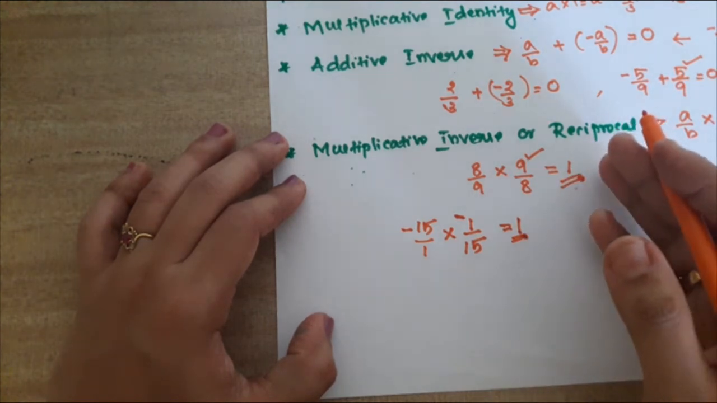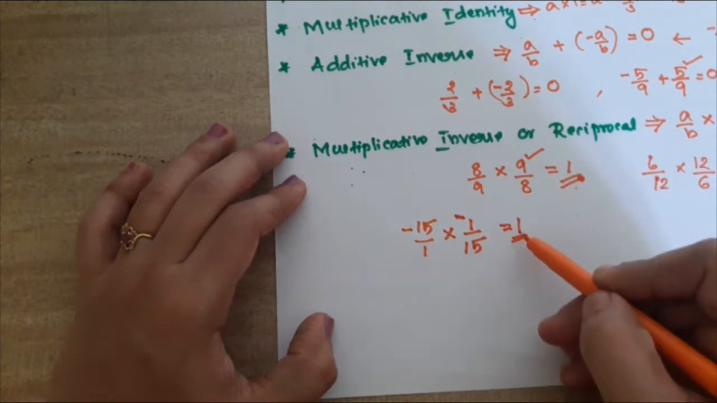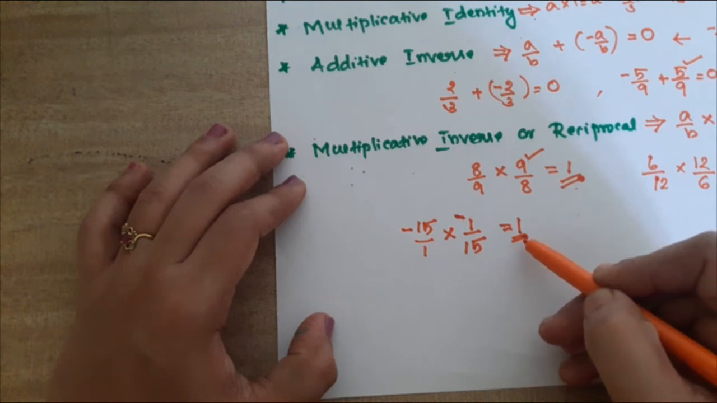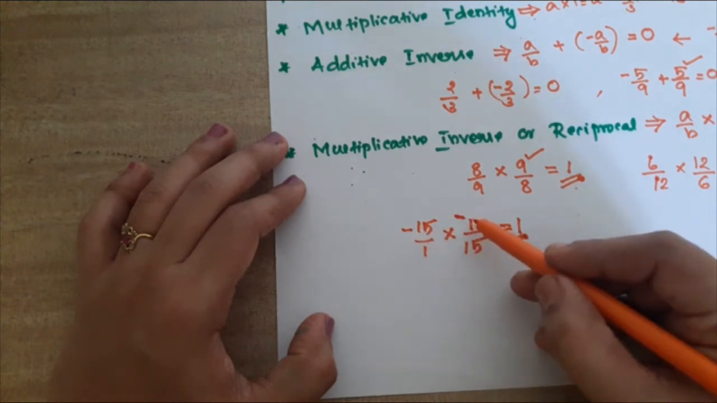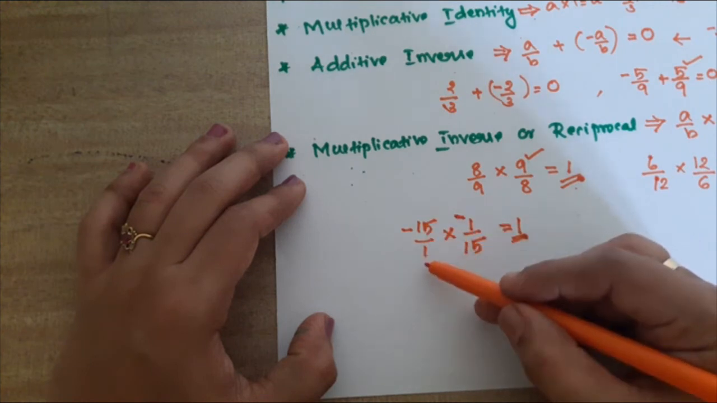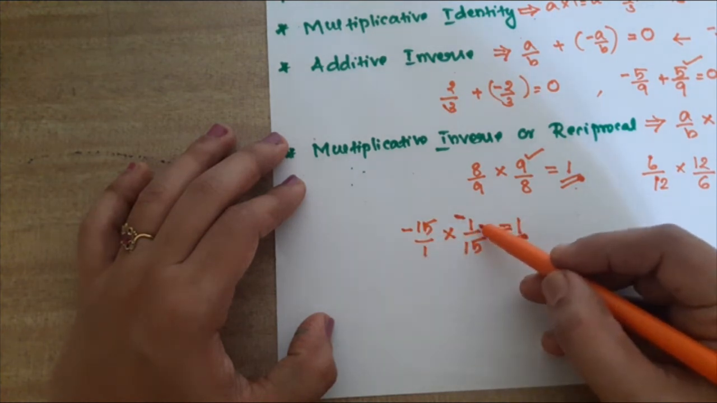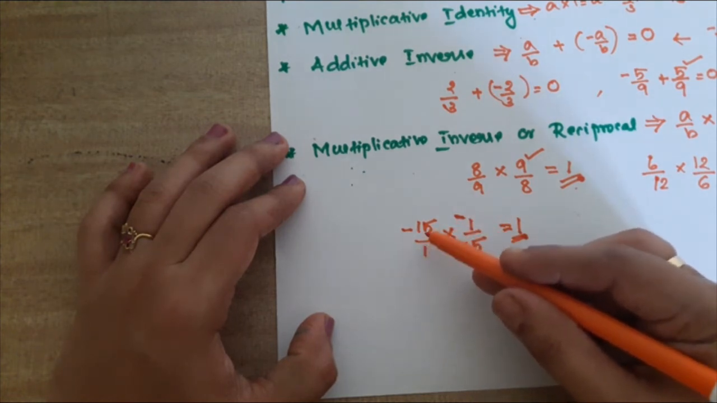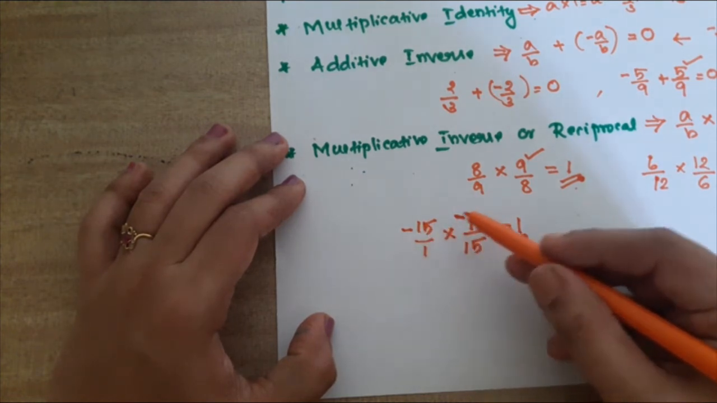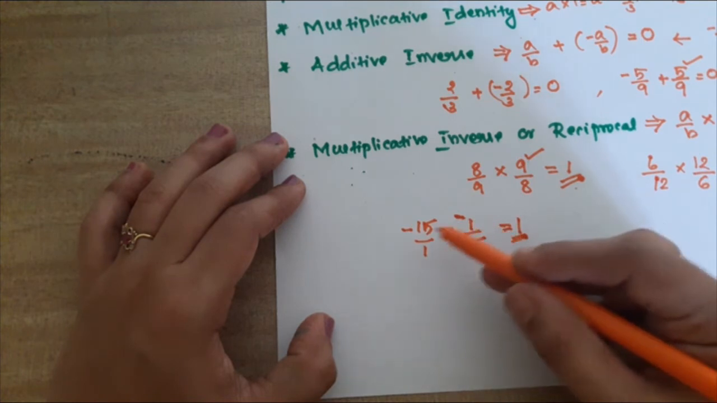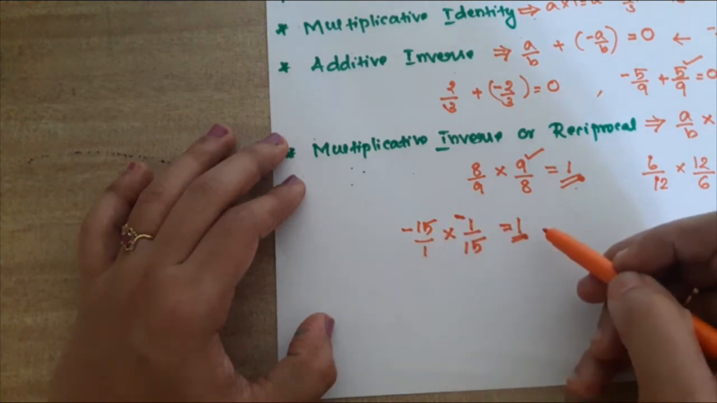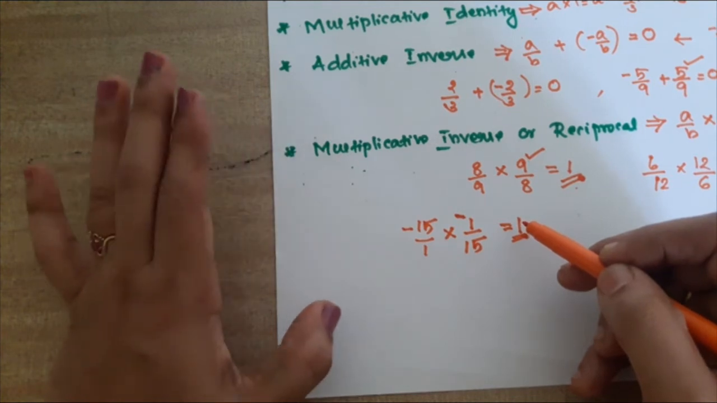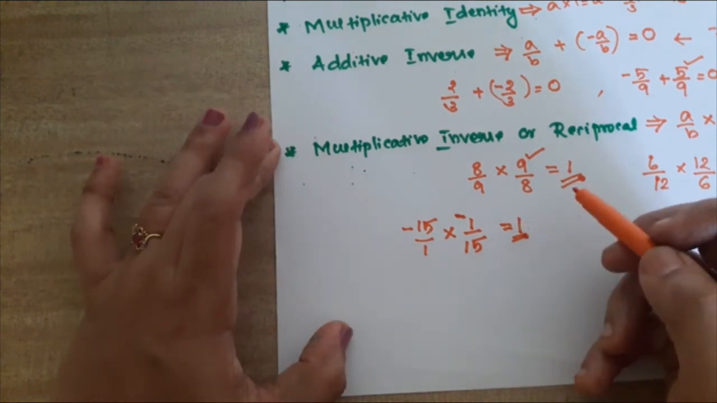For getting the multiplicative inverse, the answer should be 1. So if it is a negative number, you should exchange the numerator and denominator and put the sign also, according to the given number. If it is a negative number, you should write the negative number. If it is a positive number, it's a positive number. The only thing is, your answer must be 1.